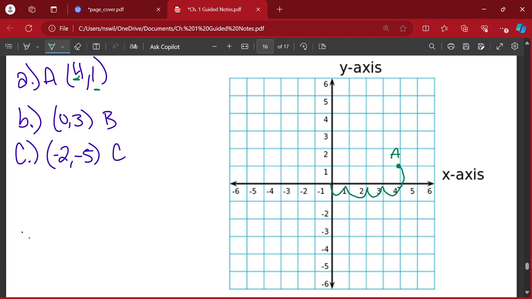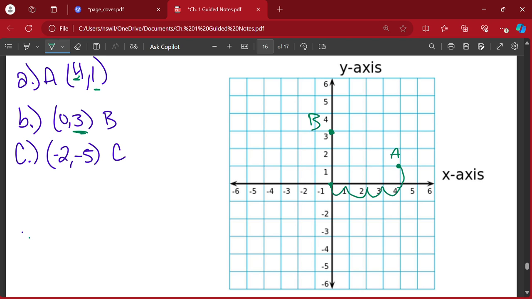Point B, we have (0, 3). So if we're at 0 and we start at 0, do we need to go anywhere? No. So our second number is positive, which means we're going to go up, right? Just like the last one. We're going to go up 3. So 1, 2, 3. Here's point B.